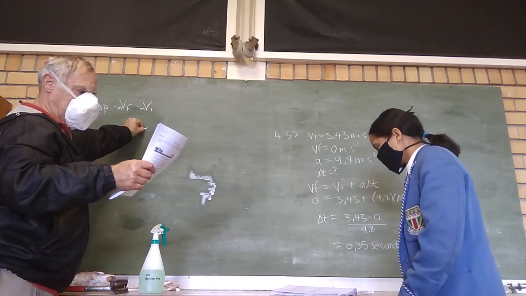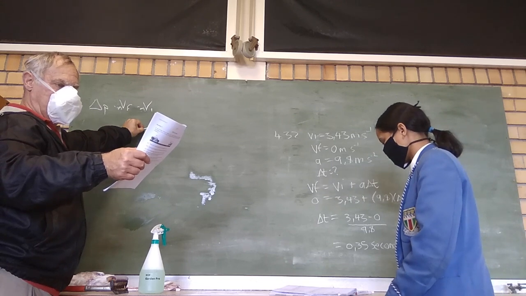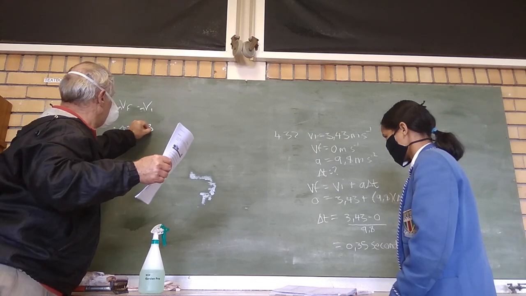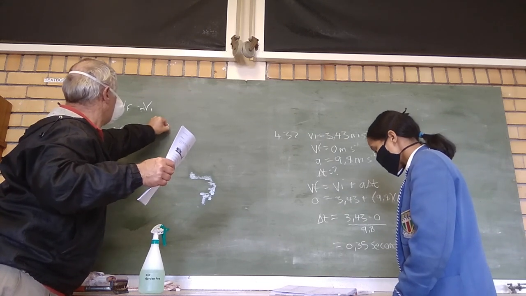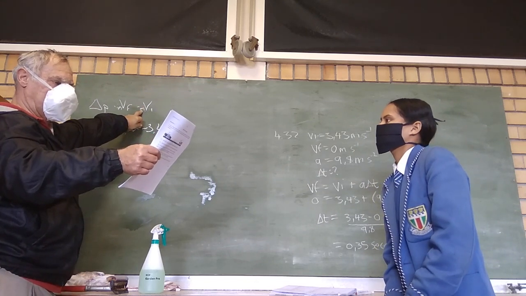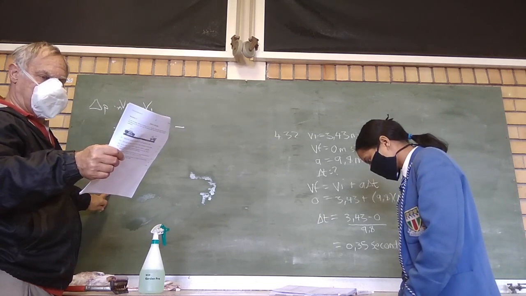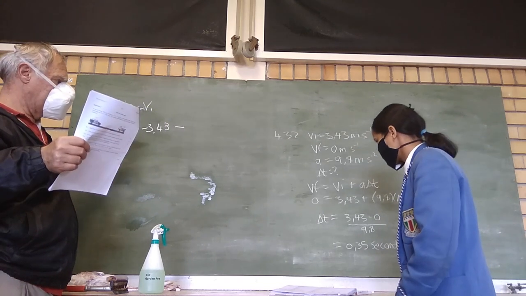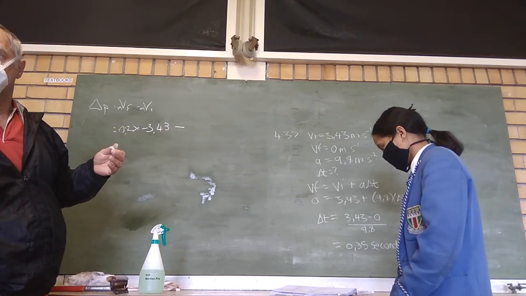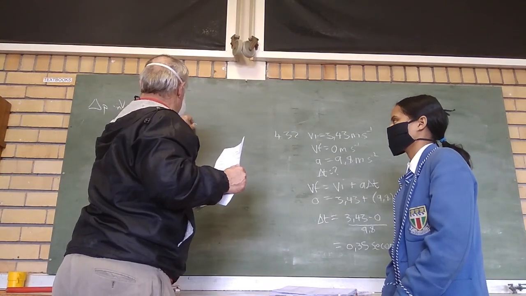3.43 minus initial momentum when it hit the floor. What was the speed when it hit the floor? We worked it out in the first problem. What was the velocity when it hit the floor? Minus 3.96 times 0.2 is equal to force times time, or impulse.